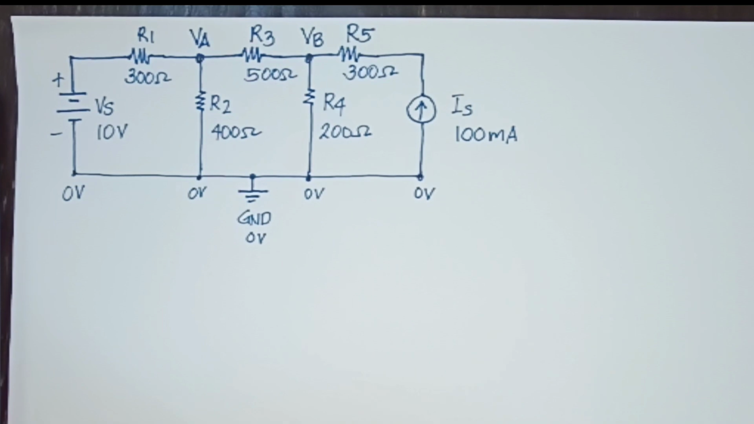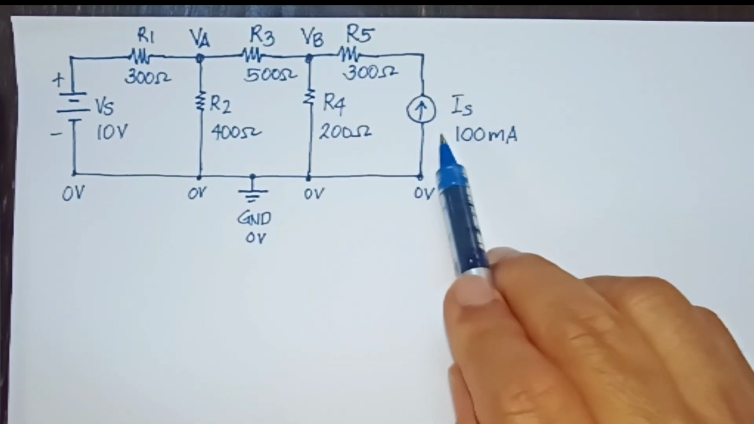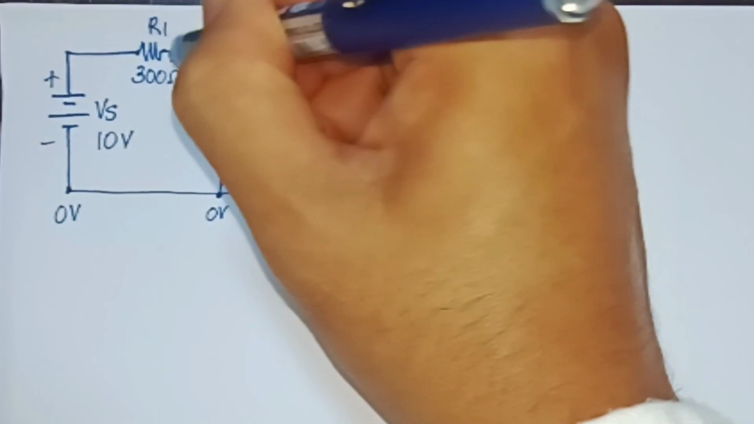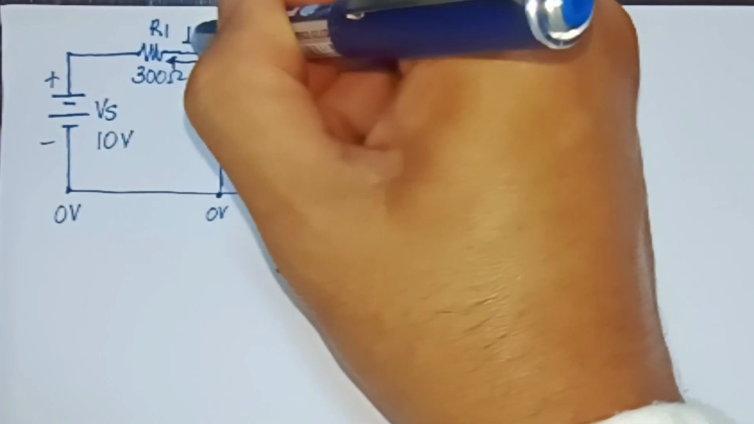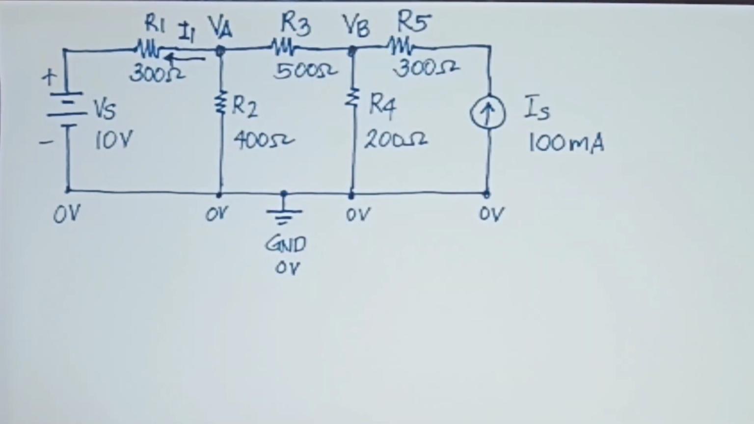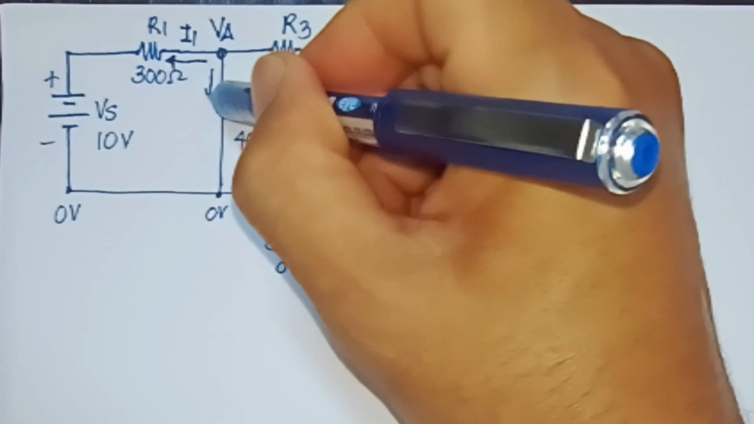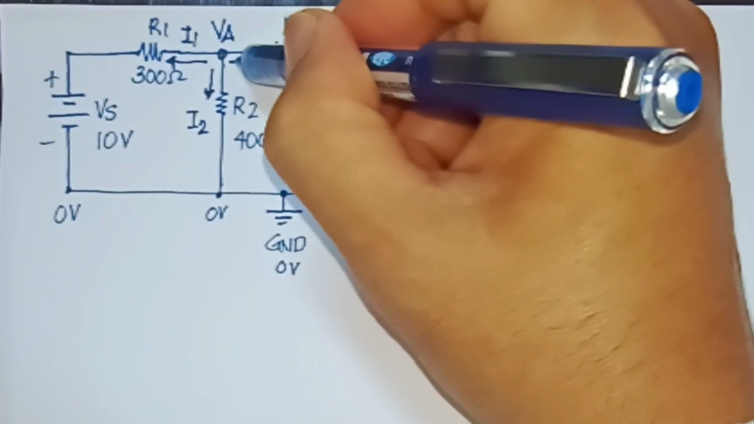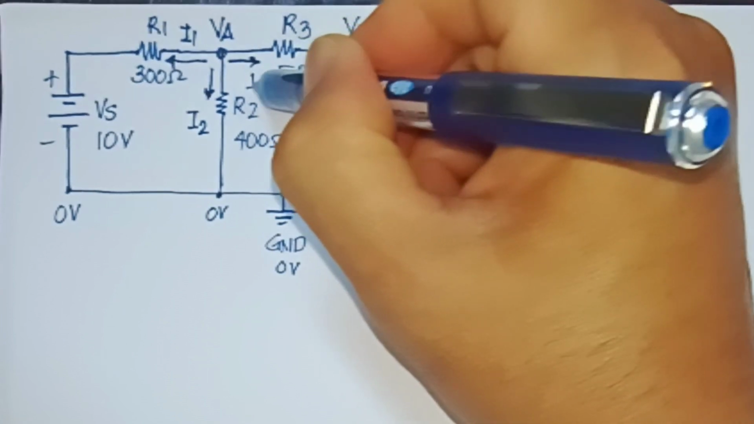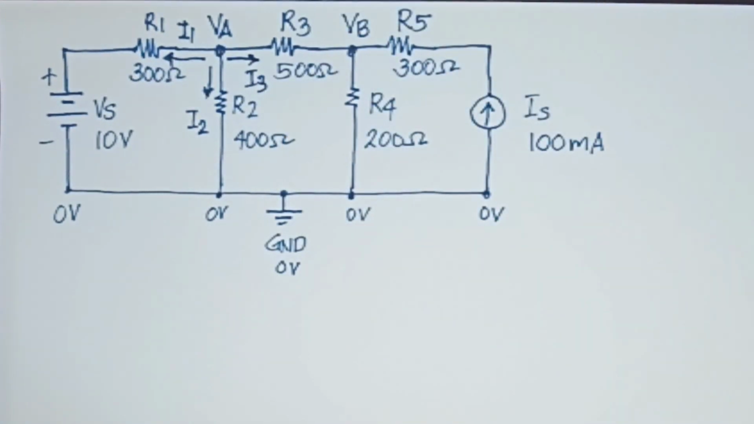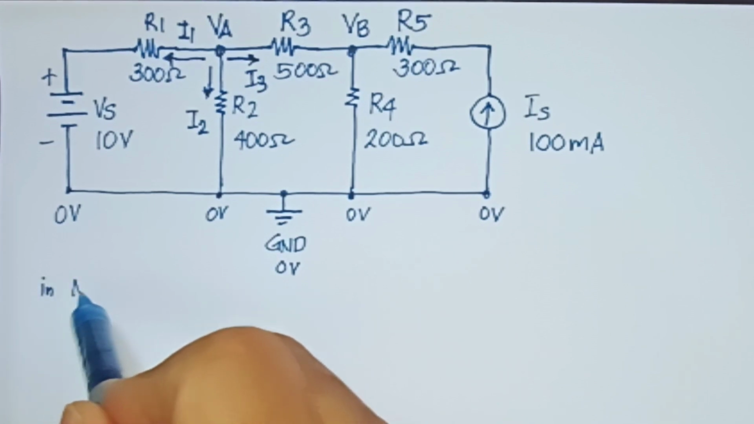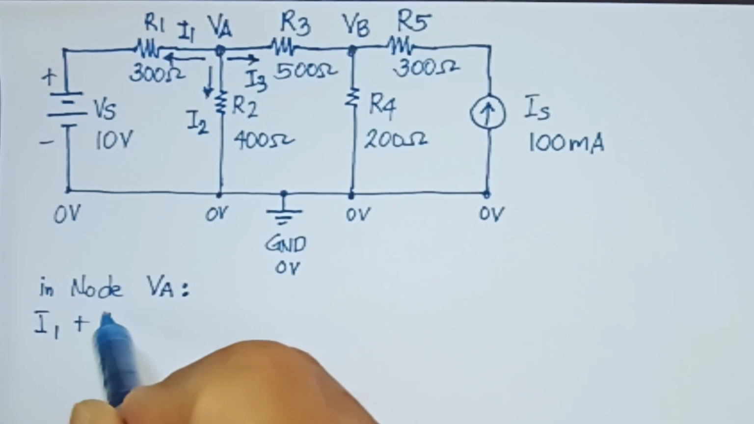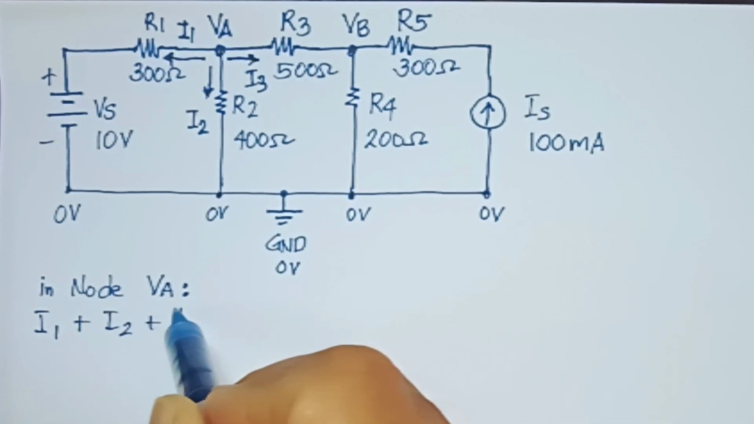Take note that the current here, IS, is 100 milliamperes, and let's start by drawing the current I1 away from VA or coming out of VA, and I2 as coming out of VA also, and I3 coming out from VA. This will be our assumption, so we may be wrong, but this is the easiest way to do nodal analysis. So in node VA, all the currents are coming out, so we can add them. I1 plus I2 plus I3 would be equal to 0.